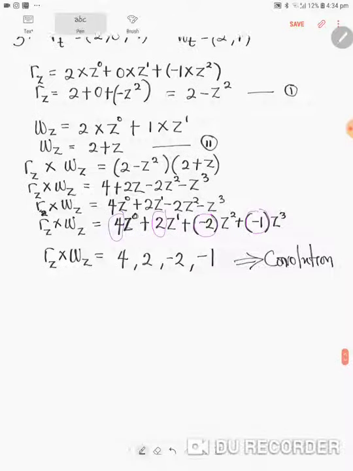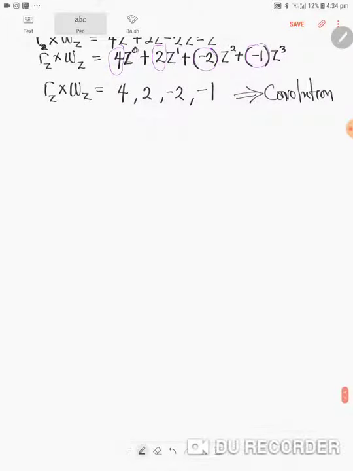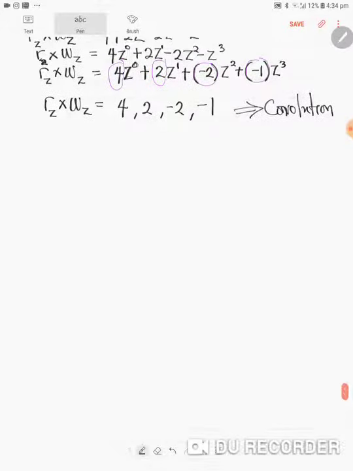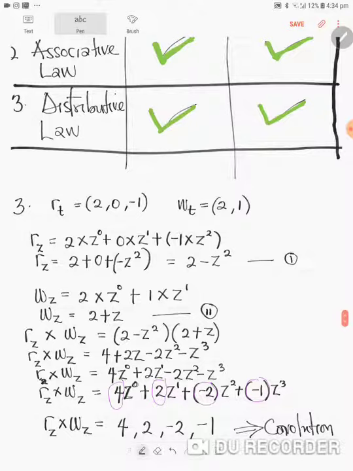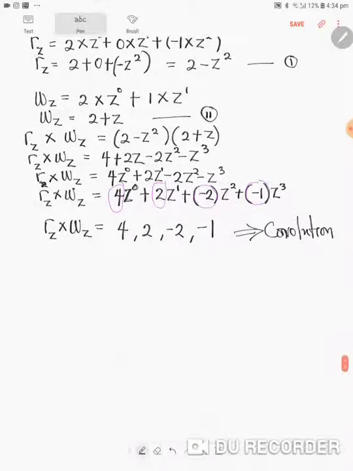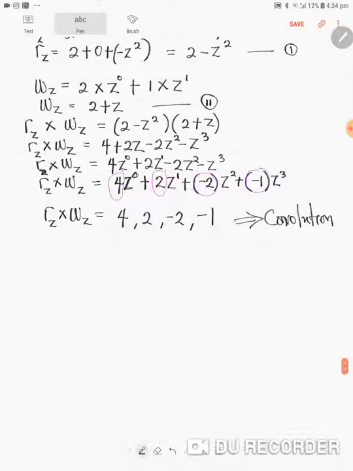So now let's do correlation. Yeah. So for correlation, when you're doing Z transform, you time reverse by multiplying the power of Z by -1. Yeah. I'm not sure we understand that. So what I'm going to do is I'll write these values again, okay, so hold on. So for correlation, let me just write the values again. RZ is equal to 2 minus Z square and WZ is equal to 2 plus Z.